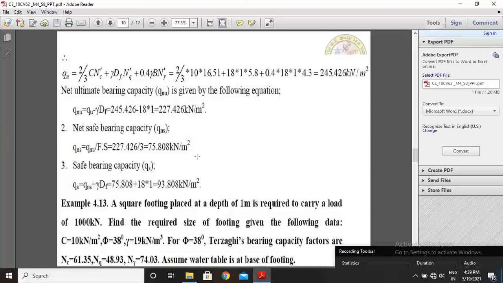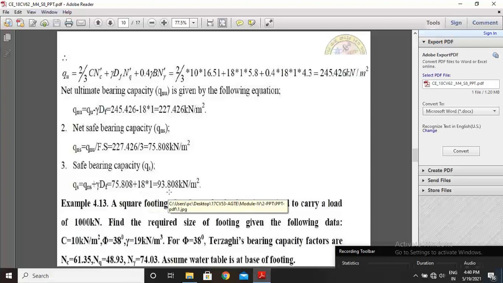Next step, you calculate safe bearing capacity. After calculation of net safe bearing capacity, now you calculate safe bearing capacity, that is QS equal to QNS plus overburden pressure, that is net safe bearing capacity plus overburden pressure, that is gamma into dF. So now substitute the value in this equation. QNS is 75.808 plus gamma is 18 into dF is 1.